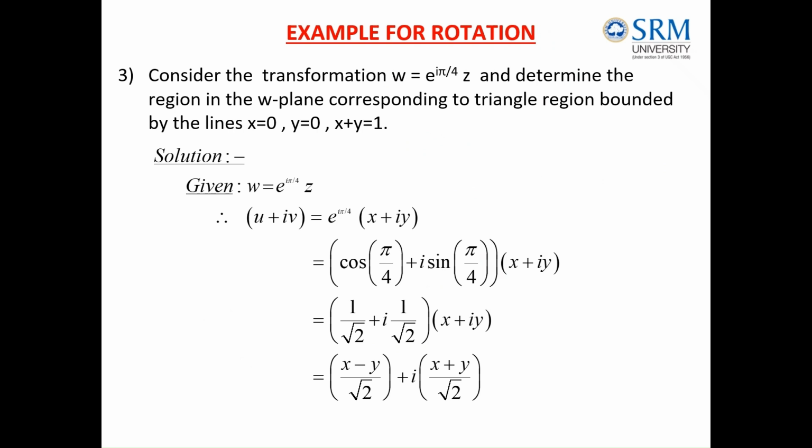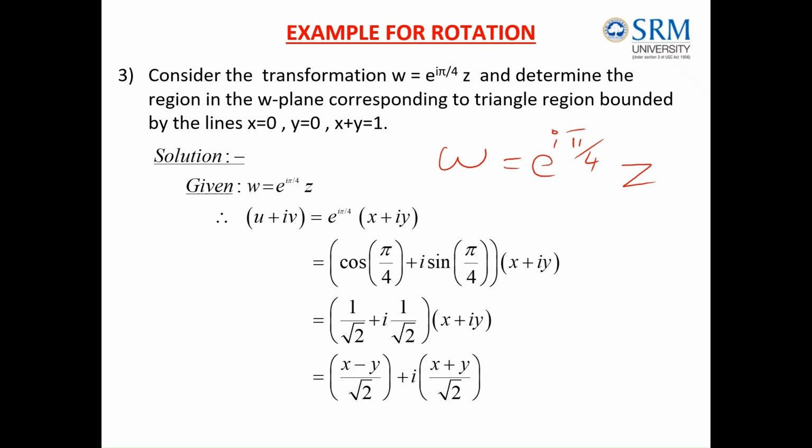Next we are going to see an example where the transformation is w equal to e power i pi by 4 z. It is of the form e power i theta, which shows that it is a complex number. So you can understand that this transformation will give you a rotation and the angle is pi by 4. Upon seeing the problem, you can understand this.